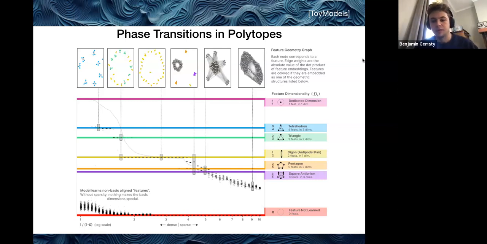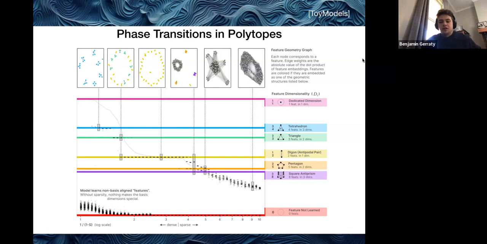Sorry, can I ask a question, Ben? Yep. How do you understand or think about the sparsity values where you get, for example, the triangle and the digon at the same time? It's kind of interesting that there's a precise enough sparsity value where you are actually seeing both. Both, yeah. That's a good question.